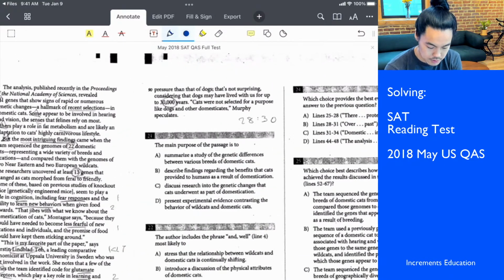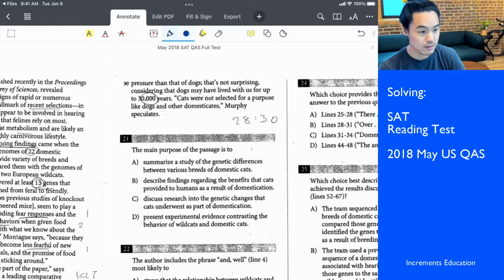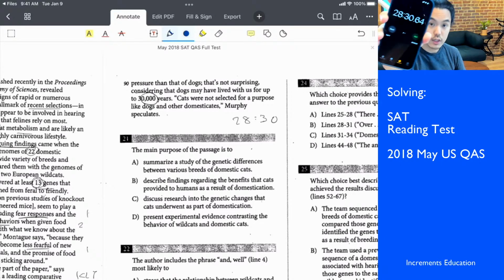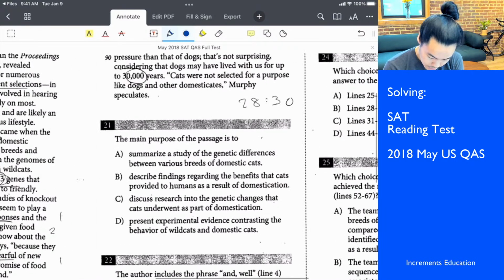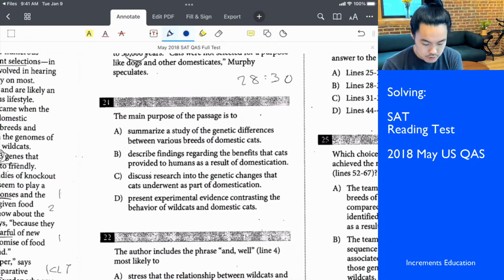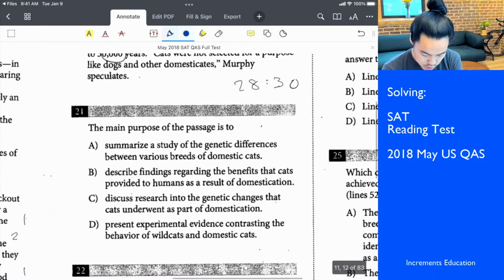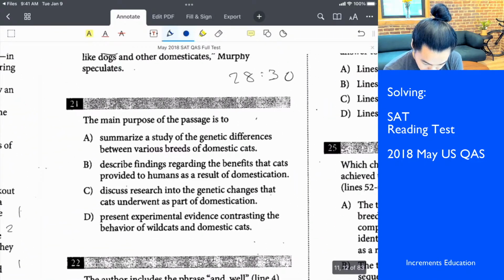All right, and this time I'm actually doing the blue pen correctly. I'm at 28:30, so about to start. 3, 2, 1, let's go. The main purpose of the passage is to discuss how they've learned about the genes, not the genes themselves. The genetic changes, part of domestication. Yep.